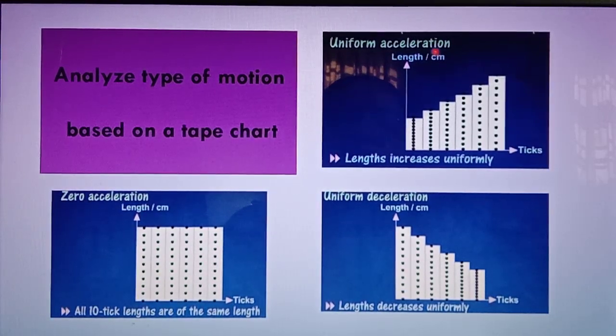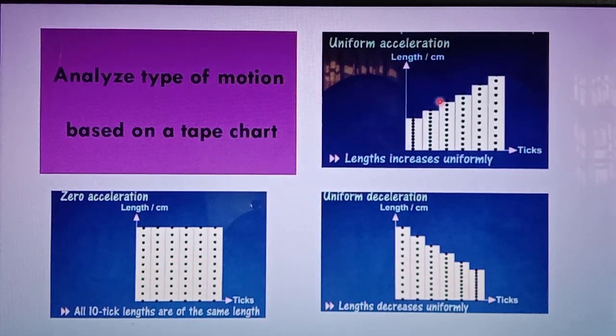Okay, and then the second one here, you can see the length of the ticker tape increases uniformly. So the length increases uniformly, showing that the distance between two dots also increases uniformly. Thus, velocity increases uniformly, so we call it uniform acceleration. And the third one here, you can see the length of the strip decreases uniformly, meaning the distance between two dots decreases. So velocity decreases, we call it uniform deceleration. So based on the ticker tape or tape chart, we can also determine the type of motion.